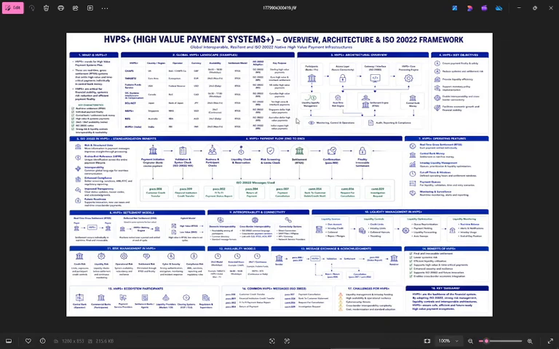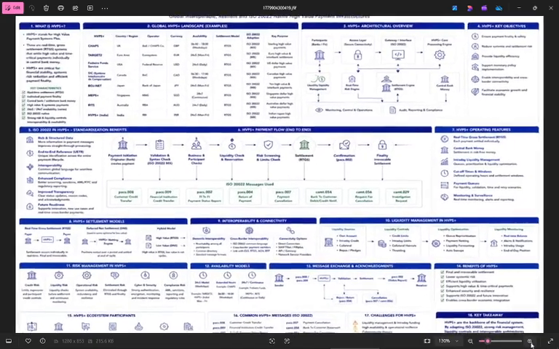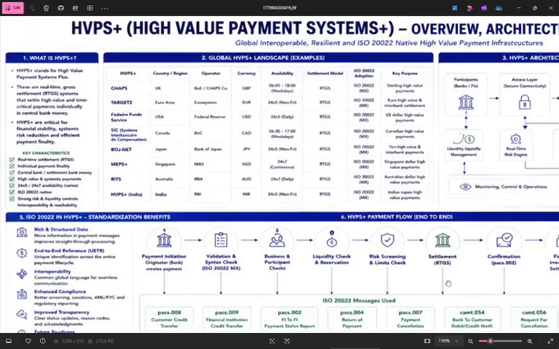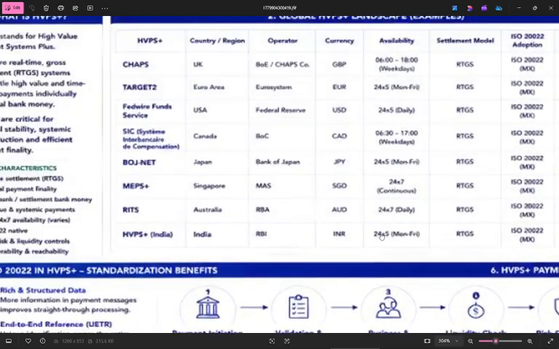Anyway, okay, my main aim today was to describe with you the framework of the high value payment system and how it is working. So let me maximize it. Okay, I hope you can see this diagram correctly.